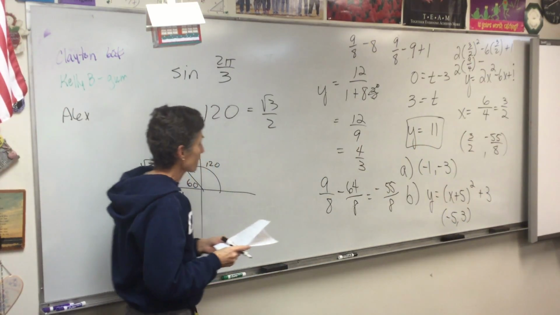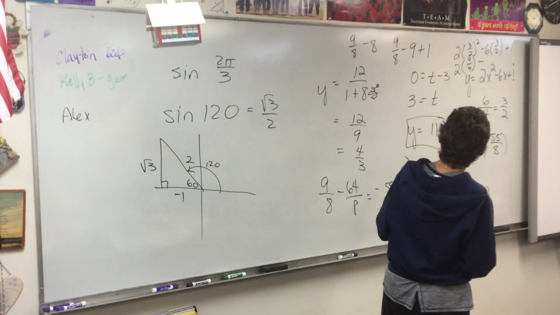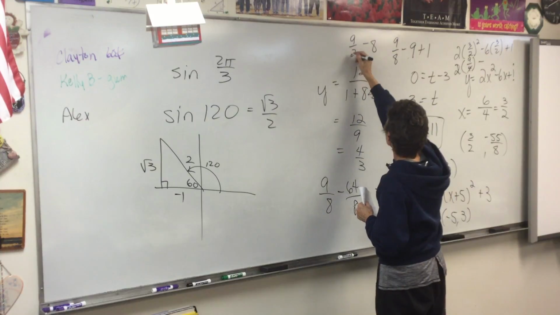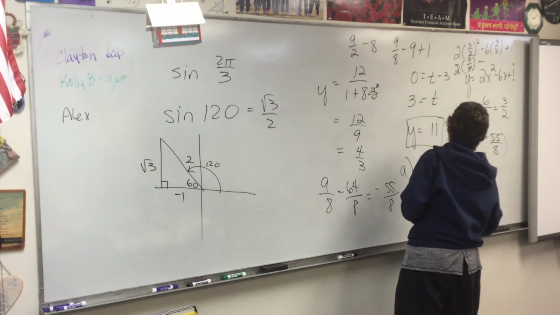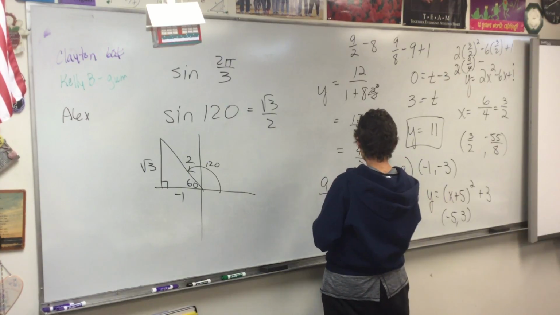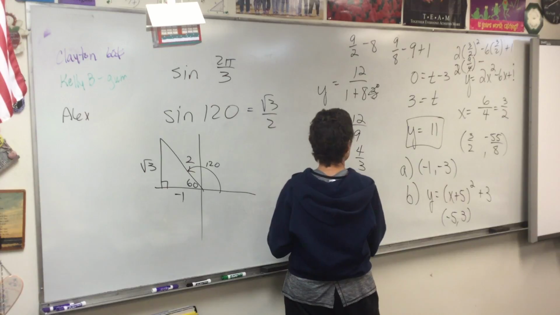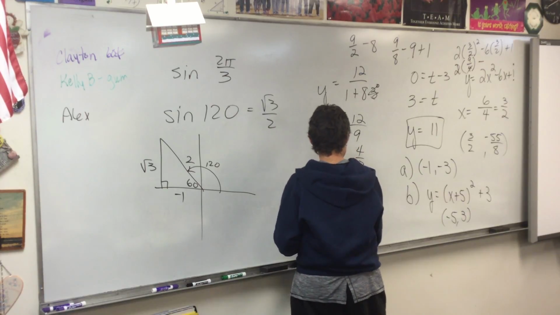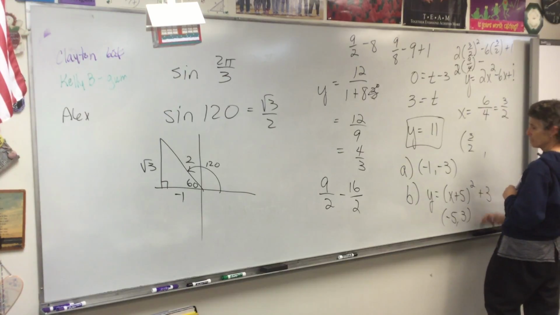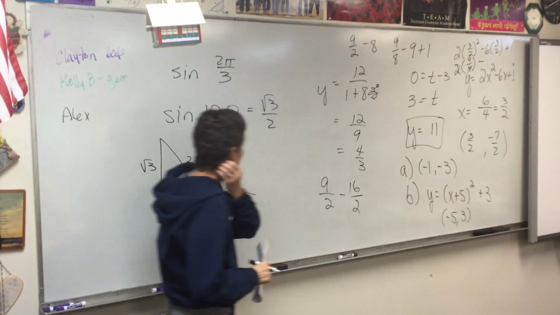How did you get 9/8? Oh my gosh, yes. Yes, indeed. 9 halves, thank you. Yes, indeed, it is. Thank you, thank you, thank you. So 9 halves minus 16 halves. So that would be negative 7 halves. Is that better?